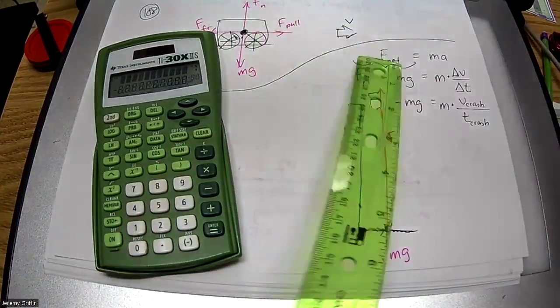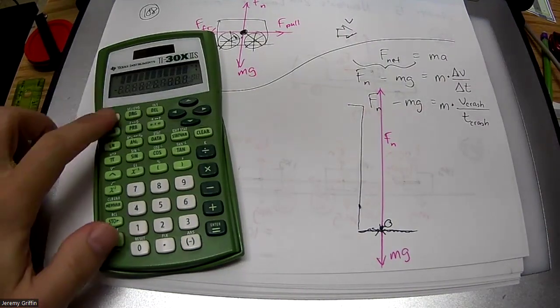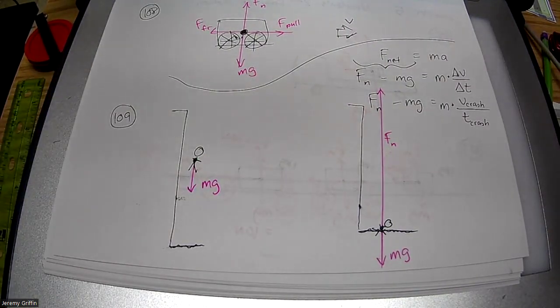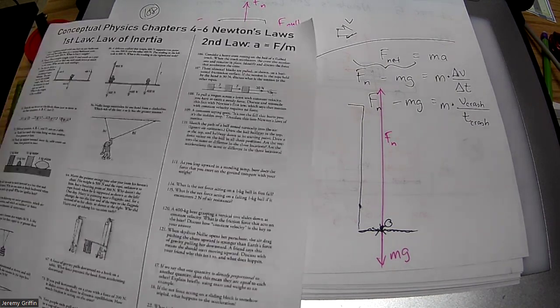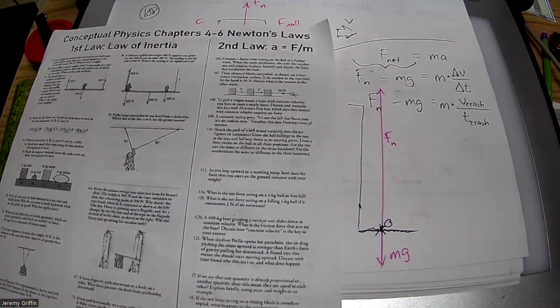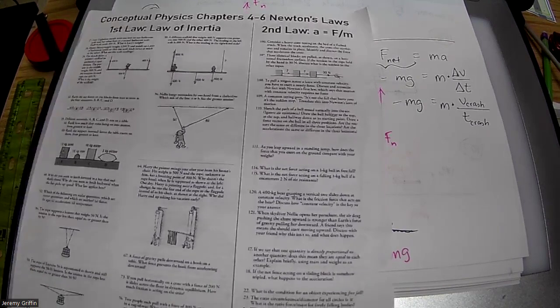Now that's only while he's crashing, and that only lasts for a tiny fraction of a second. You can plug in different numbers, get different numerical answers, but it's going to look something like that. So that's a huge net force at the moment that he's crashing. All right, so we're going to number 110.